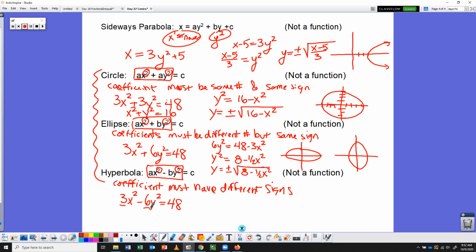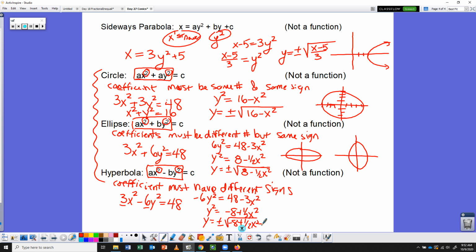Again, in order to solve this, you'd have to get the y by itself. So we'd have to move the 3x squared over to the other side. So that would be negative 6y squared equals 48 minus 3x squared. Then you'd want to divide everybody by negative 6. So that would be negative 8 plus 1/2 x squared. And then you would want to take the square root of both sides. So that would be y equals plus or minus the square root of negative 8 plus 1/2 x squared.